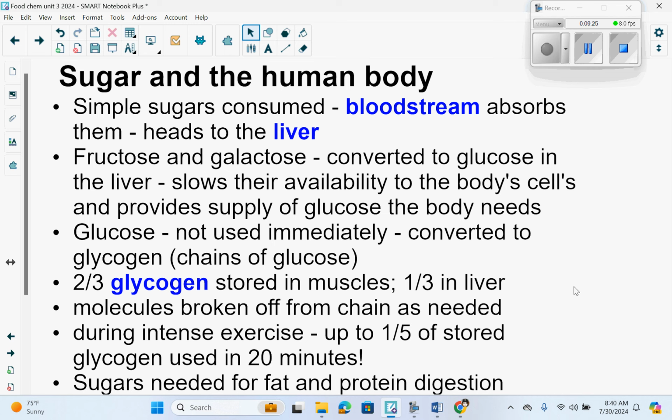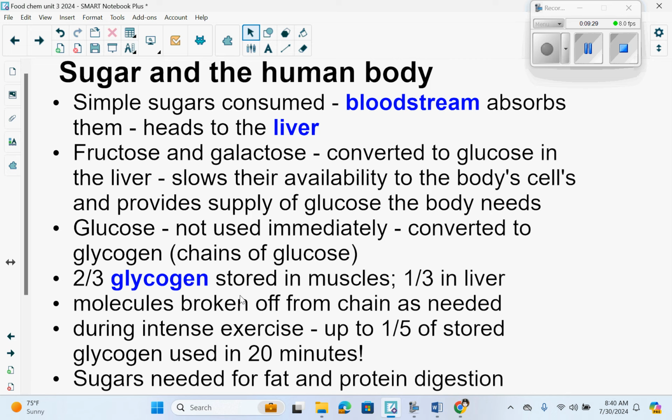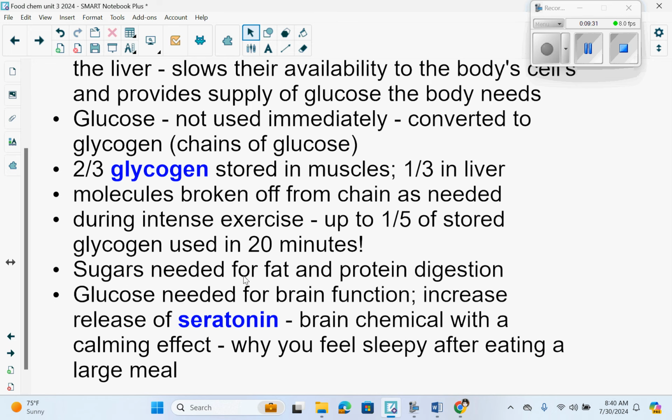Glucose that's not used immediately is converted to glycogen. These are chains of glucose. 2/3 of the glycogen is stored in the muscles, and the other third is in your liver. Molecules are broken off from the chain as needed. During intense exercise, up to 1/5 of your stored glycogen could be used in 20 minutes. Sugars are needed for fat and protein digestion.